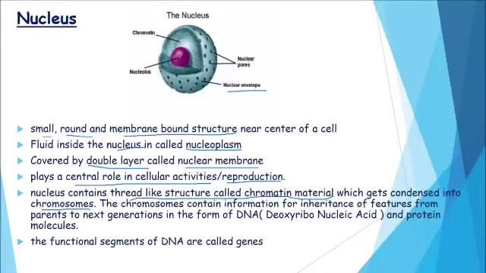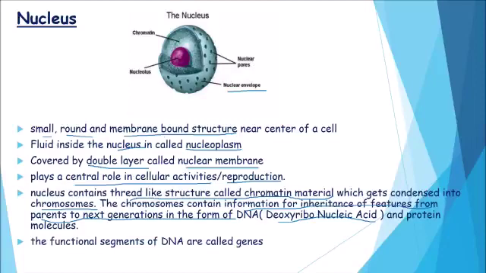And chromosome contain the information for the inheritance. Yes, the chromosomes, they carry the dot like structures which are called genes, right? Chromosome carry the genes, and genes are having the DNA. DNA means deoxyribonucleic acid. Okay. Now the genes are the carriers of heredity.